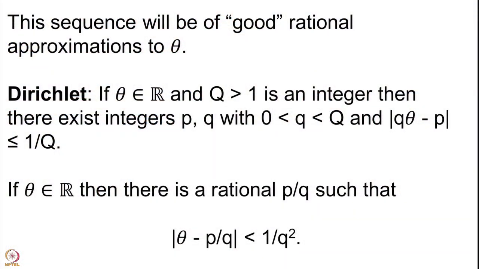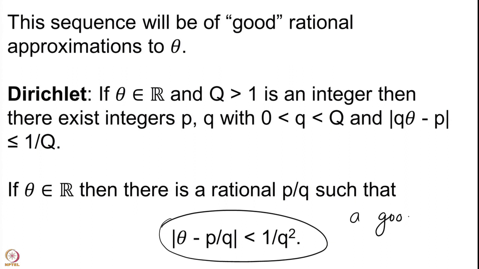This is the result that Dirichlet proved, and we immediately observed its corollary that for every real theta, there is a rational p by q with the property that theta minus p by q is less than 1 upon q square. So any such rational number will be called a good approximation.